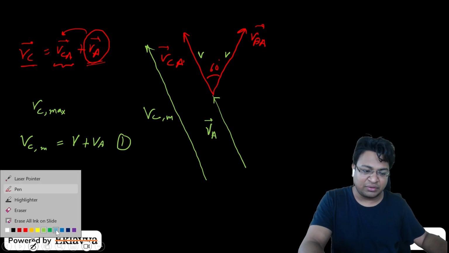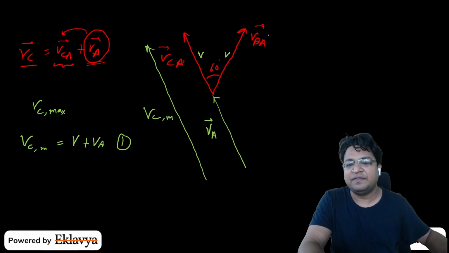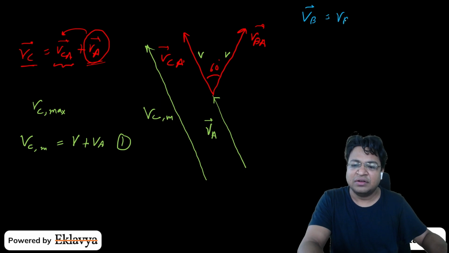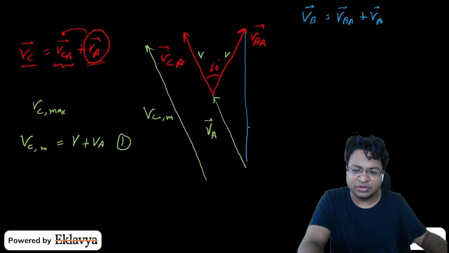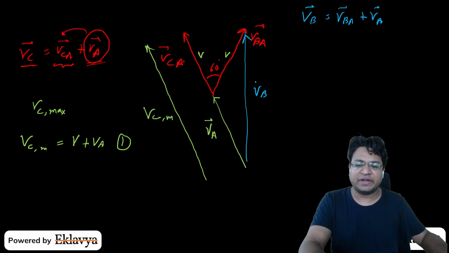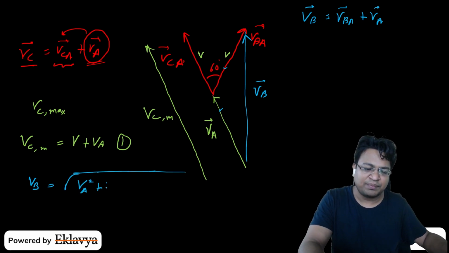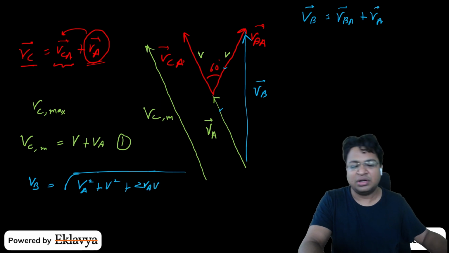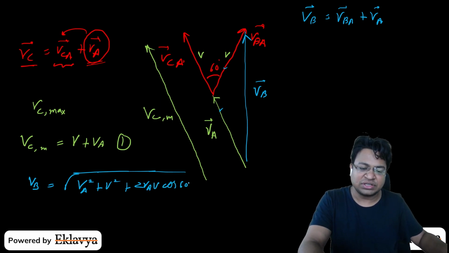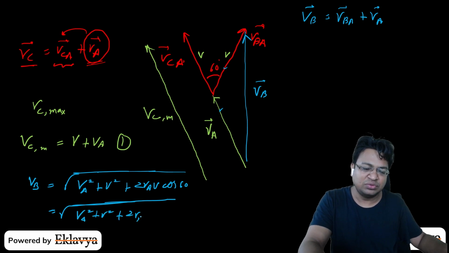Now, what about the VB vector? The resultant of VA and VBA, remember, the VB vector can be written as the VBA vector plus the VA vector. So this would be the resultant. Okay, so this is the VB vector. Now, the VB vector is the resultant of VA and VBA, and the angle between this vector and this vector is 60 degrees. All right, so if I have to write down the magnitude of VB, it would be the root of VA squared plus V squared plus 2VAV cos of the angle between them, which is 60. So it becomes the root of VA squared plus V squared plus VAV.